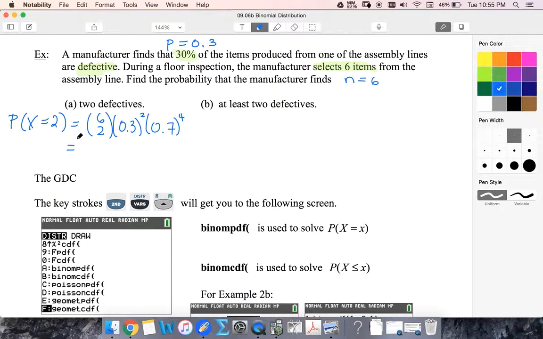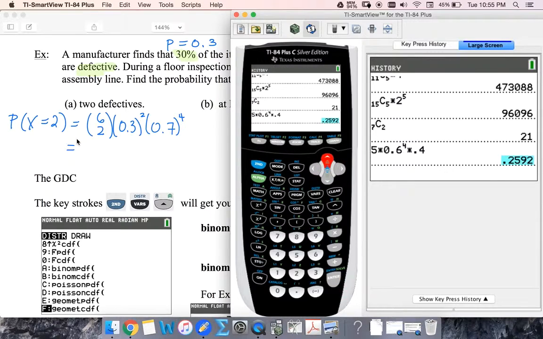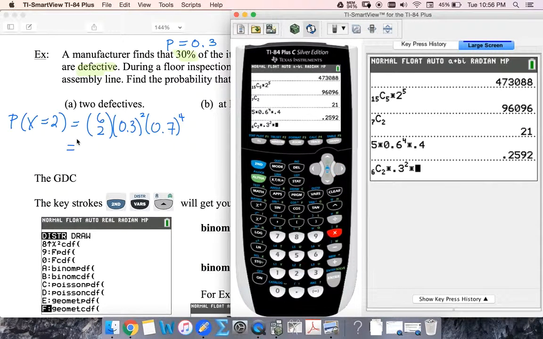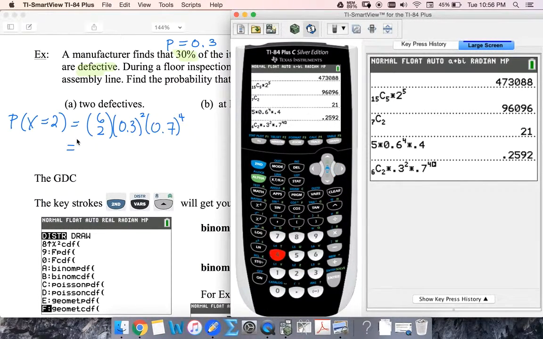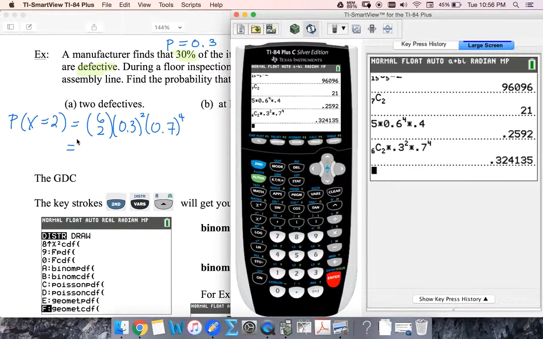So I'm going to put this in my calculator. So we've got now 6 choose 2 times 0.3 raised to the second times 0.7 raised to the fourth. Okay, so if we're looking for exactly 2 defective out of 6, that means 4 are going to be not defective. That's our other way of remembering where the power goes.